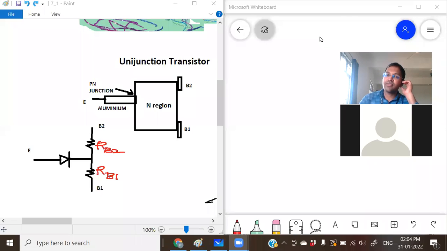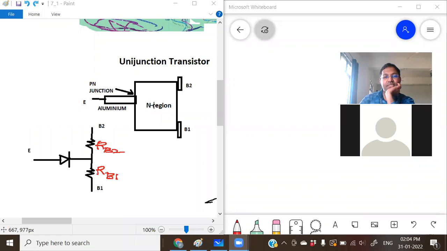In the previous class, we were discussing the Uni Junction Transistor. Why is it called a Uni Junction Transistor? Because it has only one PN junction. We have seen this in the previous class. So only one PN junction, hence Uni Junction Transistor. To the aluminum, you have the emitter terminal.